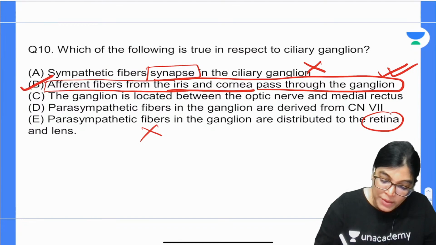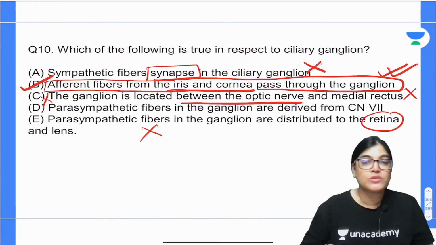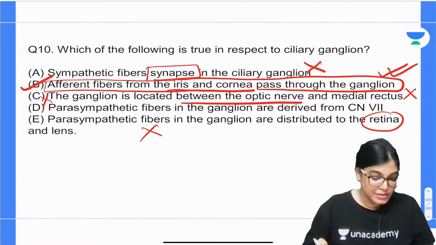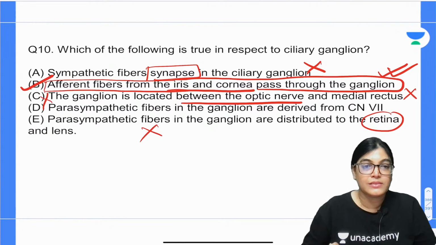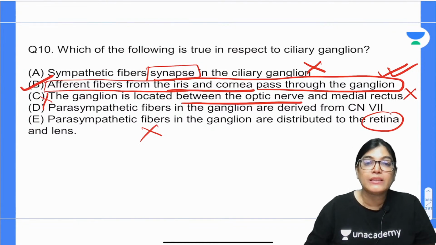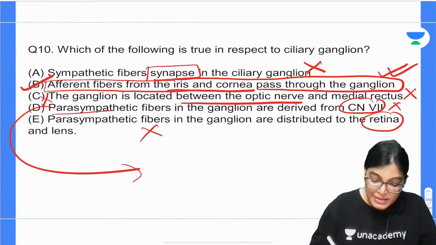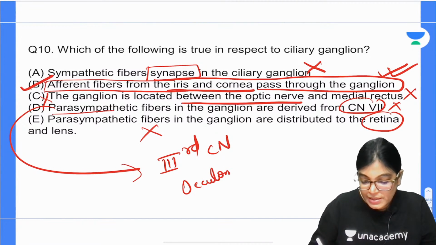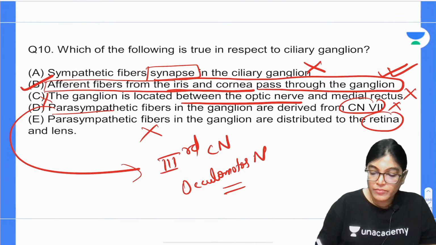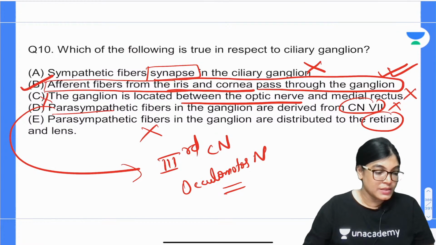C is wrong. Why? Because it is located between the optic nerve and the lateral rectus, not the medial rectus. So C is wrong. It is located between the optic nerve, optic canal and the lateral rectus. The statement that the parasympathetic fibers in the ganglion are derived from the 7th cranial nerve is absolutely wrong. Actually, the parasympathetic fibers are derived from the 3rd cranial nerve, that is the oculomotor nerve, not the 7th. So only option B is most correct. If we have to choose one, we will go with option B.